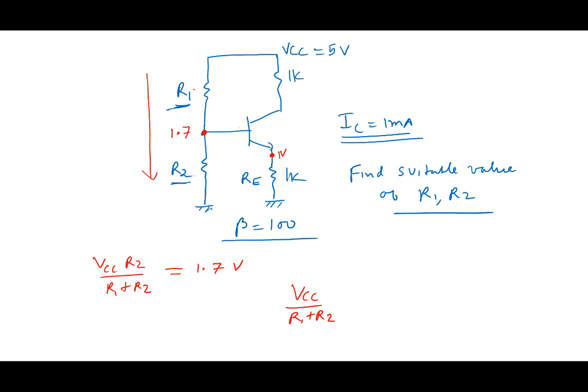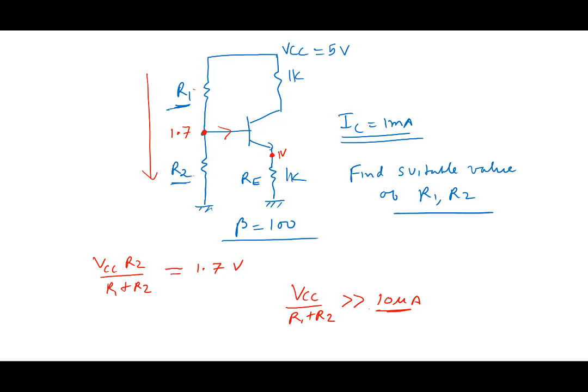This current flowing in this branch should be much larger than IB, so IC by beta. IC by beta is 10 microamperes. So that is going to give you, VCC by R1 plus R2 should be much larger than this.